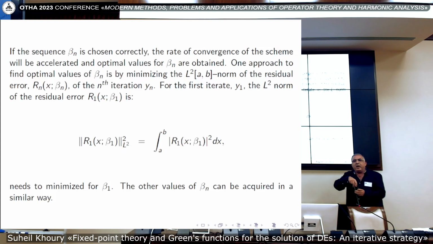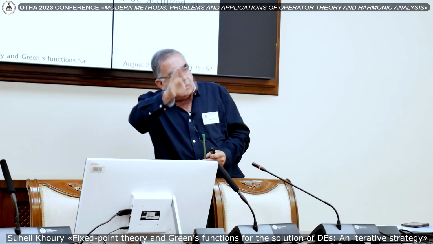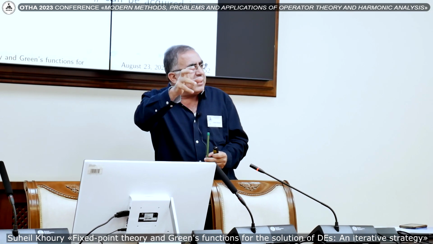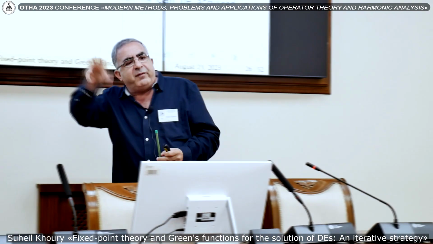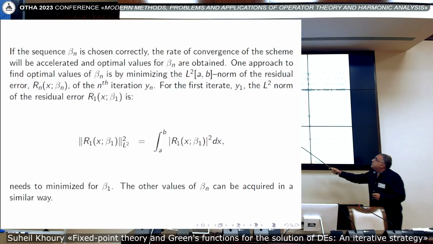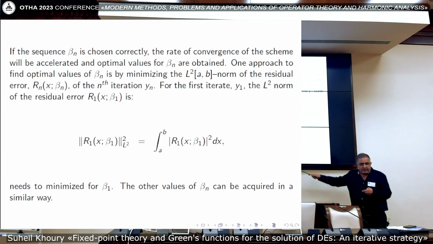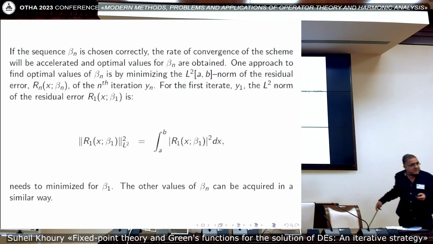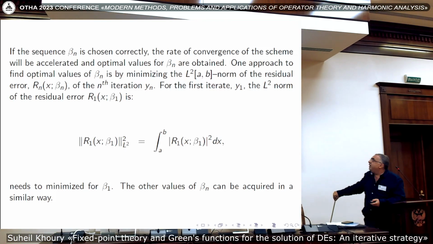Residual error: if you have y double prime equals f, and you have an approximate solution, you don't get y double prime equals f exactly, only roughly f. So the residual error is what you get when you substitute into the equation and obtain roughly a nonhomogeneous term. So she tried to minimize the L2 norm of the residual error to obtain beta n. That was very successful, and it matched the trial and error approach.